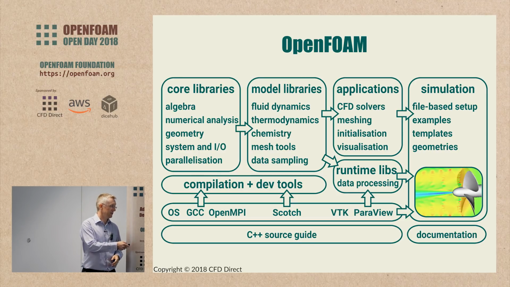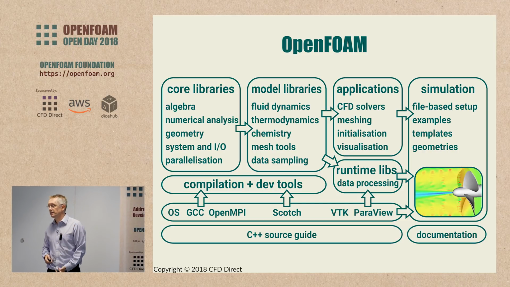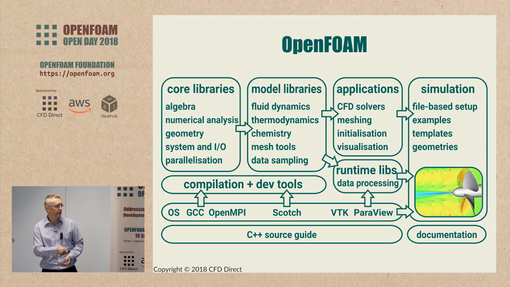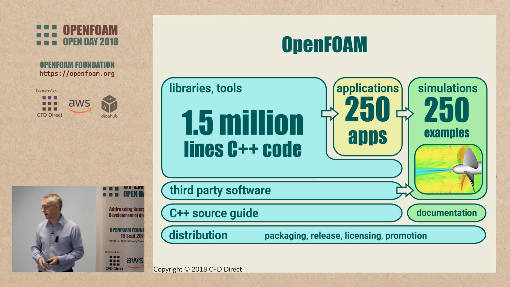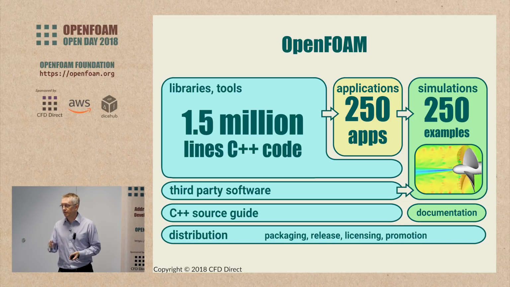People use it by setting up cases, and OpenFOAM has a file-based setup, and there are lots of examples, templates, and example geometries. It also relies on other bits of software, so you have to compile this thing, so we rely on compilers. There are parallelization libraries, such as the Scotch library. We've got visualization software we rely on, and then underneath it all, there's documentation. So I would say that is OpenFOAM. In short, it's 1.5 million lines of C++ code, 250 applications, and 250 examples.